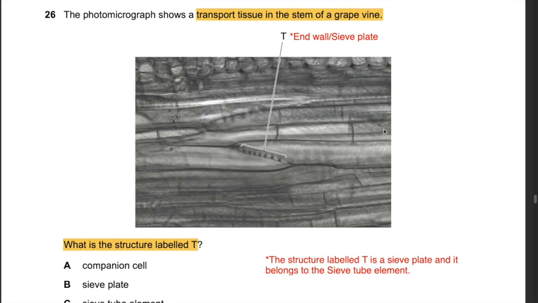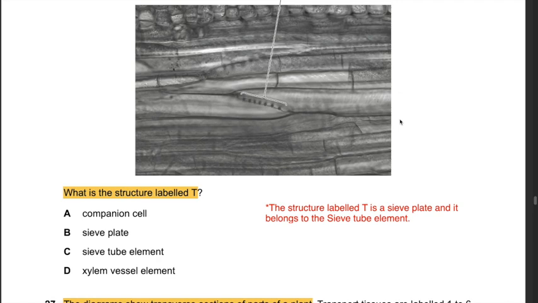Question 26. The photomicrograph shows a transport tissue in the stem of a grapevine. What is the structure labeled T? T represents an end wall or a sieve plate. And if you go to the answers, A. Companion cell, B. Sieve plate, C. Sieve tube element, D. Xylem vessel element.